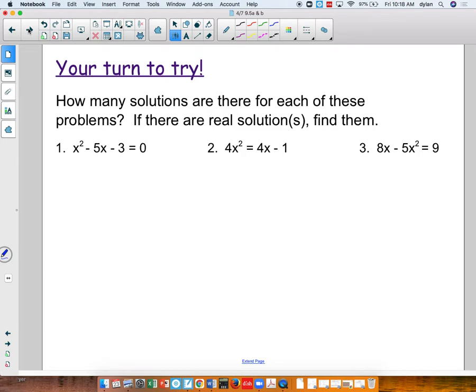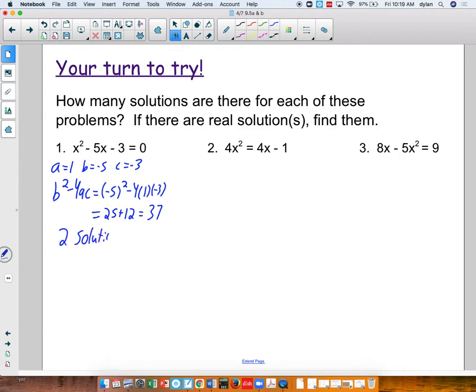One thing to notice here, before you can calculate the discriminant, you always have to be in standard form first. So that's something to remember. In this case, a equals 1, b equals negative 5, and c equals negative 3. So if I find the discriminant, b squared minus 4ac, in this case I would have negative 5 squared minus 4 times 1 times negative 3, which gives us 25 plus 12, which equals 37. So what that tells us right away is we know we're going to have two solutions.